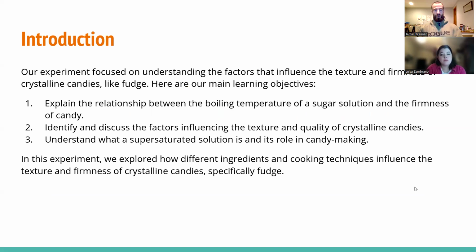And these three objectives here represent the main learning objectives for this experiment. We were trying to explain the relationship between the boiling temperature of a sugar solution and the firmness of the resulting candy. We were identifying and discussing the factors that influence the texture and quality of crystalline candies. We were attempting to understand what a supersaturated solution is and its role in candy making. So, in this experiment, we explored how different ingredients and cooking techniques influence the texture and firmness of crystalline candies, specifically fudge.